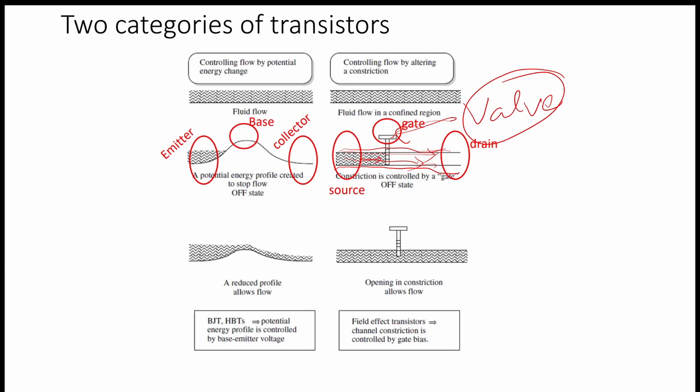So the flow between terminal A, or we can say the source, and B is controlled by the third terminal. This is the gate, we say. And the other category of transistor is, let us say, this is the pipe.